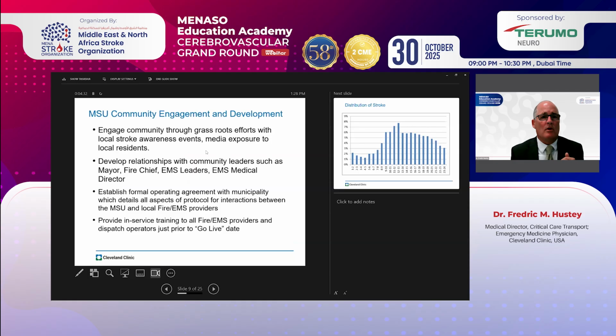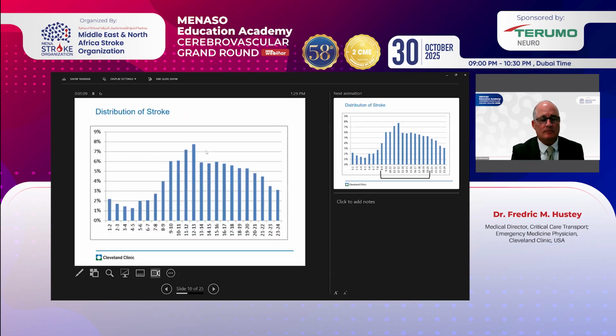And then we had to win over the local government. So we had to win over the mayor, the fire chief, the EMS leaders, the EMS commissioner, the EMS medical director. We had plenty of meetings with that group to establish that relationship, win them over, and build trust. Then we had to establish formal operating agreements with the municipalities, which detail all aspects of the protocol for interactions between the mobile stroke unit and the local fire and EMS providers, because we're two separate agencies. Everybody needs to know what each person's and each unit's responsibility is. And then we participated in the in-service training for all of the fire and EMS providers and the dispatch operators just prior to the go-live date.